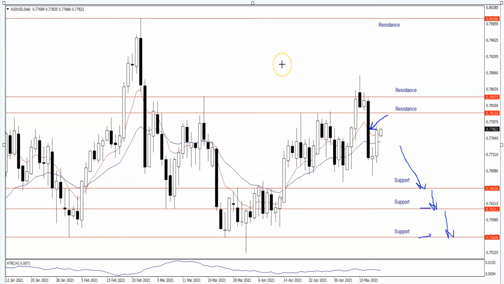So anyway, traders, as the market changes daily, so do our bias or our analysis. So that's the reason why I'm simply waiting now for a further pullback on the Aussie dollar USD to potentially take a long position.